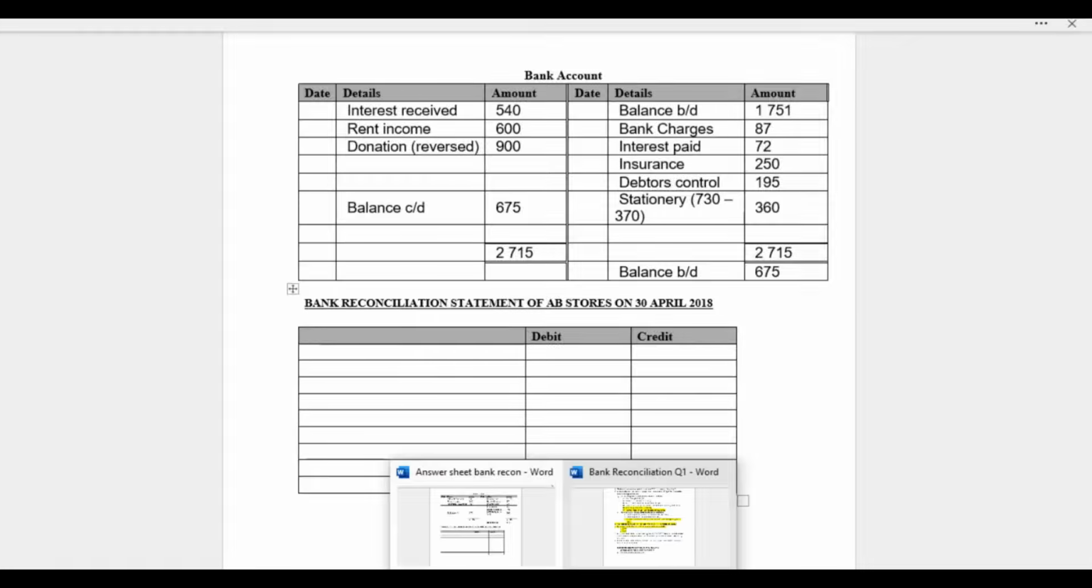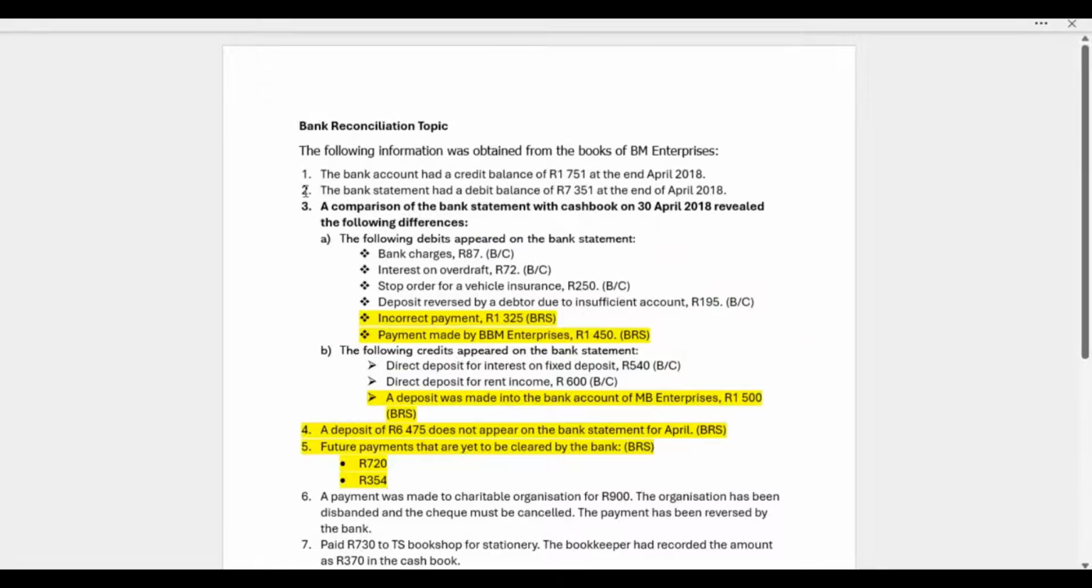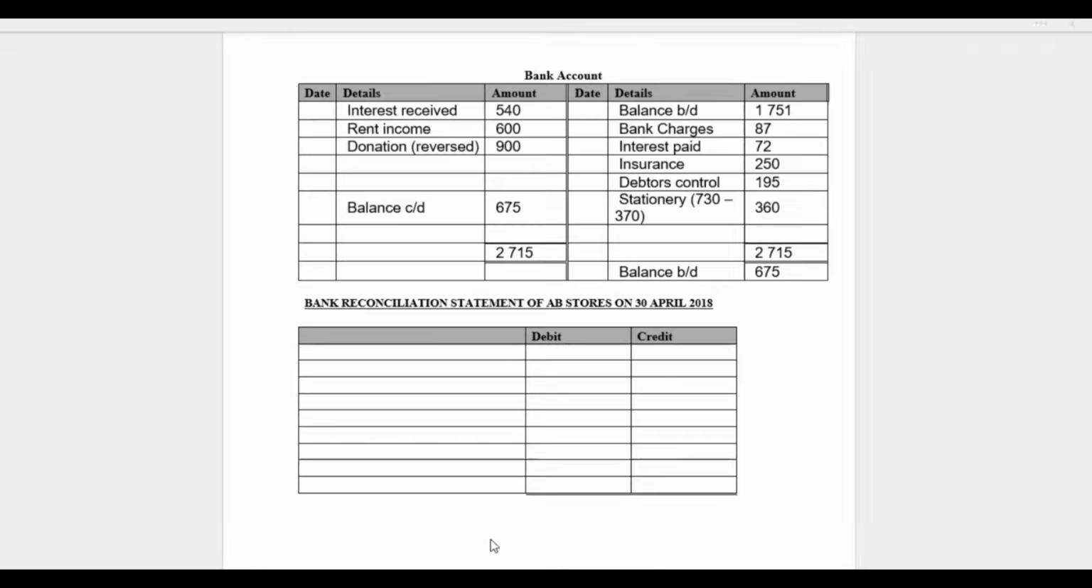Remember, as always, we need to start with the balances, right? When we go up there, transaction number 2, they say the bank statement had a debit balance of 7,351 at the end of April 2018. Therefore, you need to go to your bank reconciliation statement and say debit balance.